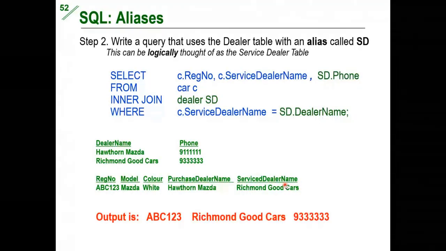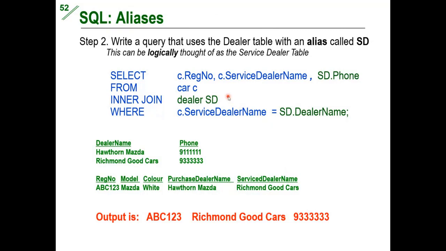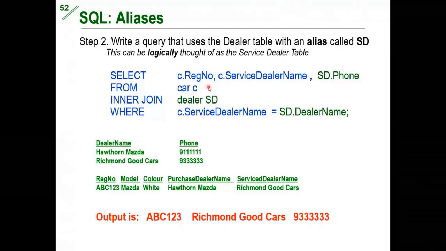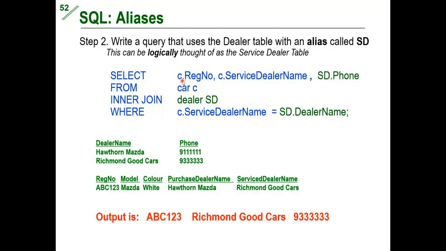The second step is to move to the service dealer part. I write a similar select statement to grab the service dealer details. Again, the registration number comes from table C, and the service dealer name comes from table C, that is the foreign key. This time I have created another logical table by giving another alias to the same dealer table. In this case I call it SD. So SD dot phone number, from car C inner join dealer SD, with the foreign key C dot foreign key name equal to the primary key, which in this case comes from the SD table. So this is step 2.